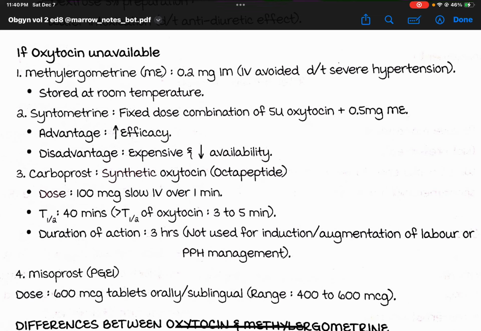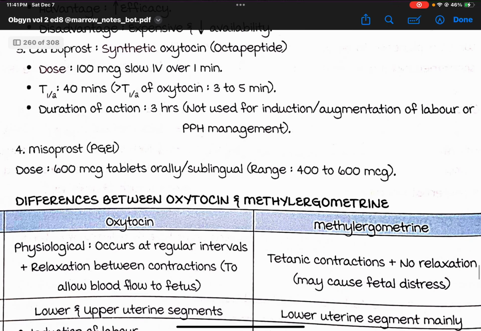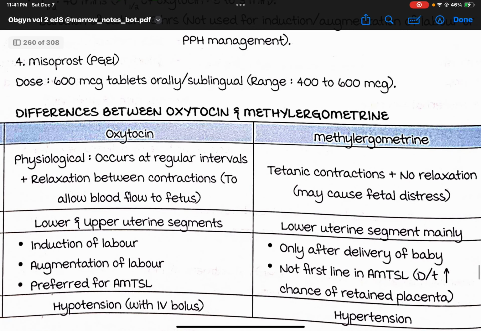Carbetocin is a synthetic oxytocin octapeptide. Dose 100 micrograms slow IV over 1 minute. Its half-life is 40 minutes, while the half-life of oxytocin is 3 to 5 minutes. Duration of action is 3 hours. It is not used for induction, augmentation of labor, or postpartum management. Misoprostol, prostaglandin E1: dose 600 microgram tablets orally or sublingually, range 400 to 600 micrograms.